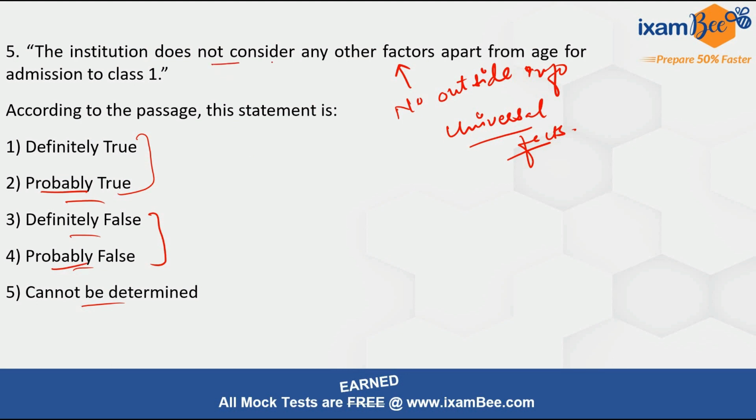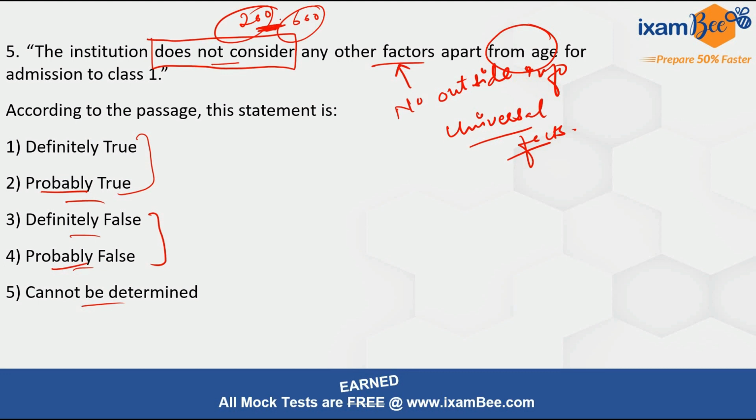So see, we know that hundreds of students apply for one class in one particular school, and only a few get selected. If 600 have applied, and only 200 are getting selected, this does not mean the remaining 400 were left out only because of age, right? So when they say that the institute does not consider any other factor apart from age, this cannot be considered a true statement, firstly, because it is a universal fact that many students apply but only a few get selected, right?